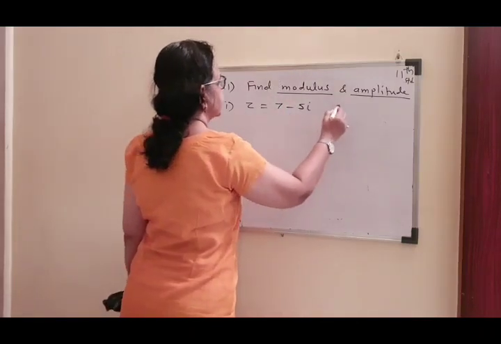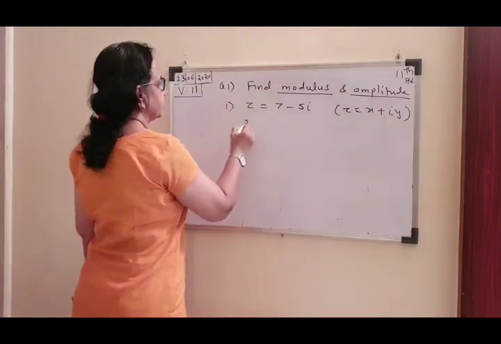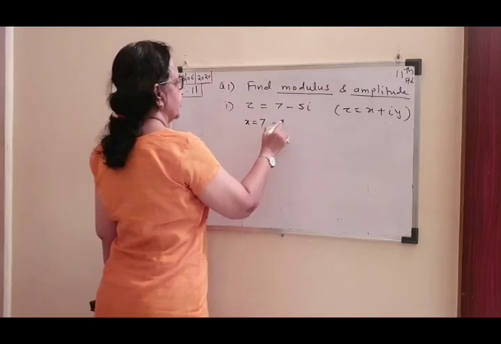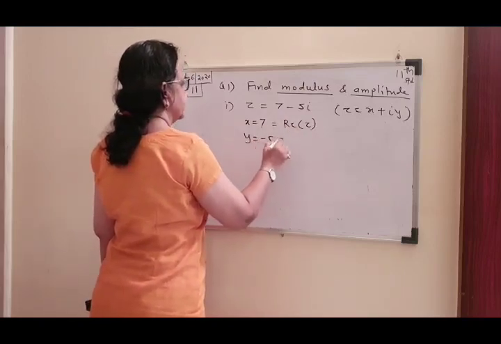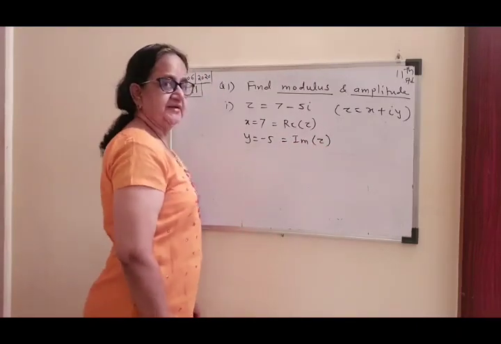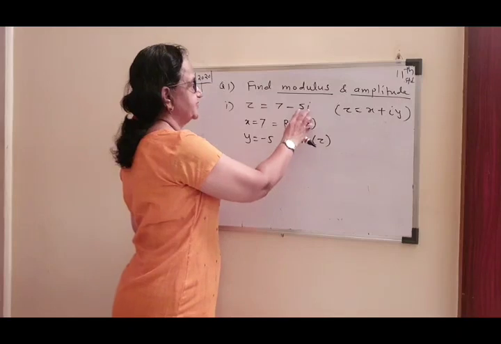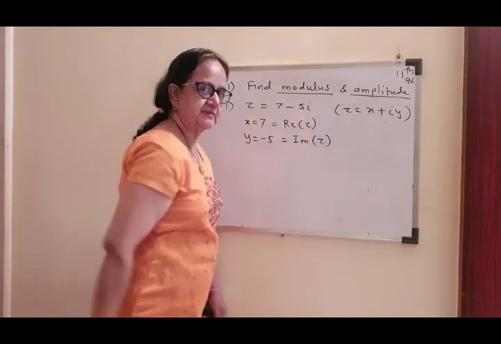Now, we will compare this with z equal to x plus iy. So, x equal to 7, which you also call the real part of z, and y is minus 5, which you denote as the imaginary part of z. Always remember, I will repeat once more: for the imaginary part never say minus 5i. No, only the component of i comes in the imaginary part.